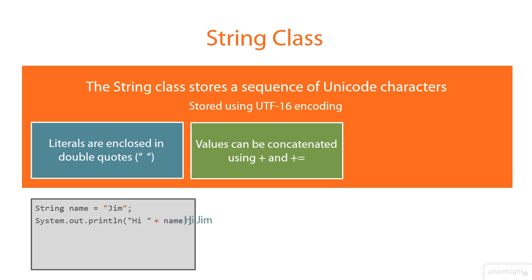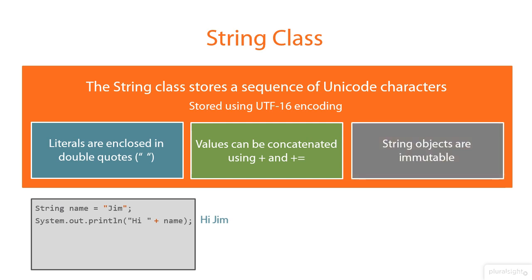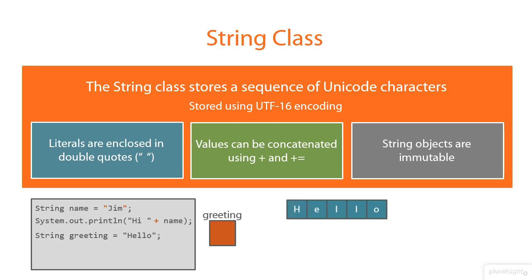that value, hi Jim. Now, one thing to be aware of is that string objects are immutable. What that means is that once a string object is created, it can never be changed. So anything that changes that value requires that a new instance of the string object be created. So let's see what that looks like. Let's say I declare a variable called greeting and assign it the literal hello. So of course I've got my variable. Then a string is allocated out in memory holding the value hello. And of course the variable greeting then references it.